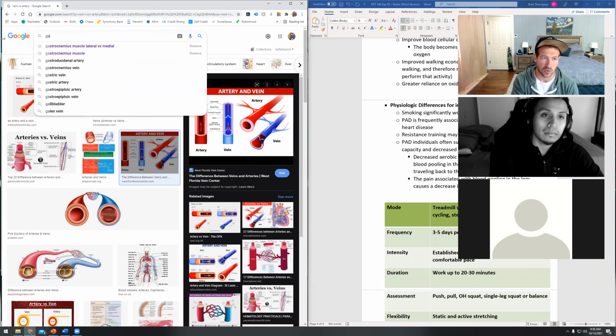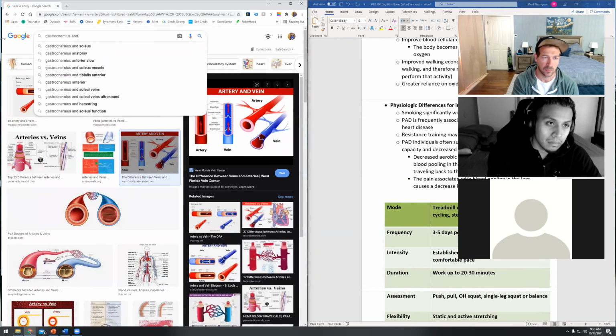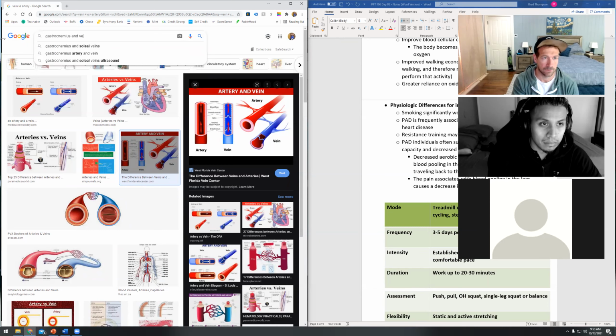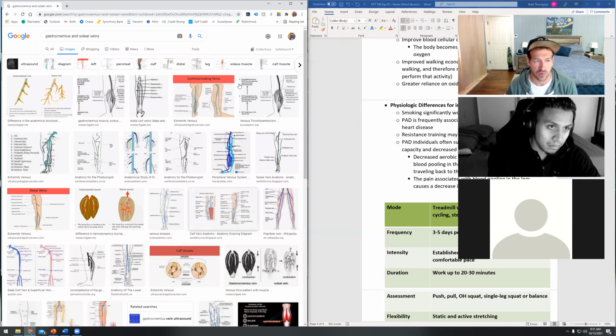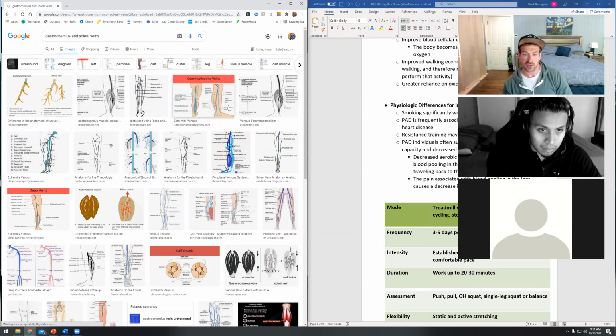If you look at these little veins that run, your veins are actually organized to be somewhat near your muscles.